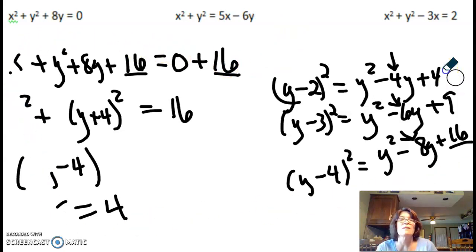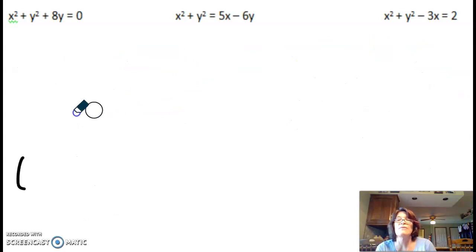Let's try the next one. Excuse me, I need to erase this stuff. Okay, I'm tired of writing in black.